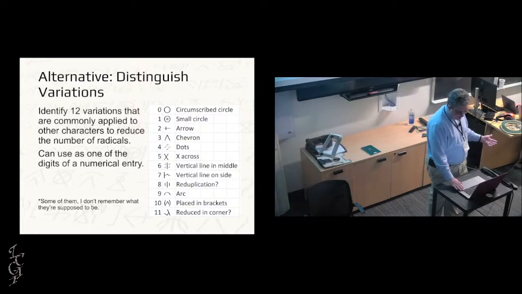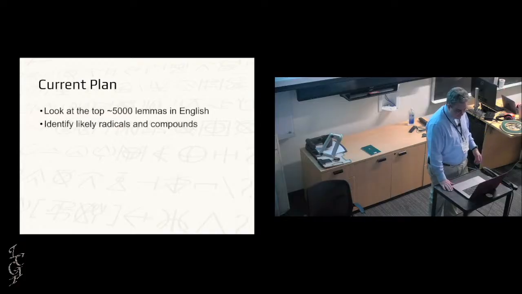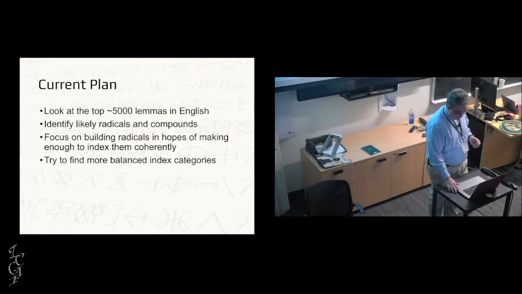And right now, my plan for language is to just look at the top 5,000 words in English. There's a word list on wordfrequency.org that has that. Without even starting by creating lists, just break that list of lemmas down into likely radicals and likely compounds, and focus on building radicals in hopes that I'll have enough to index them coherently.